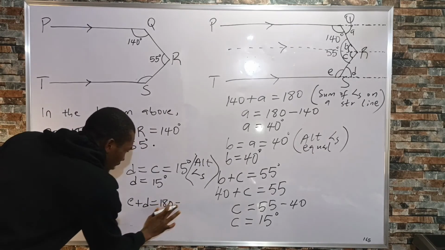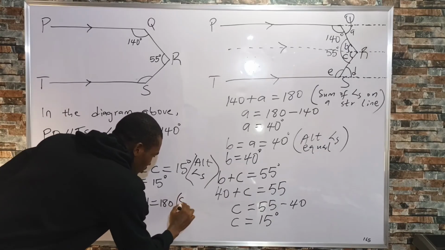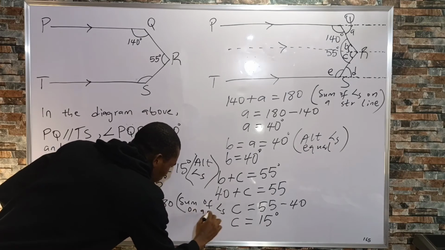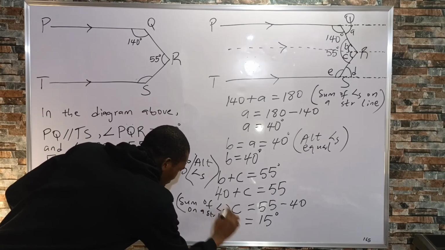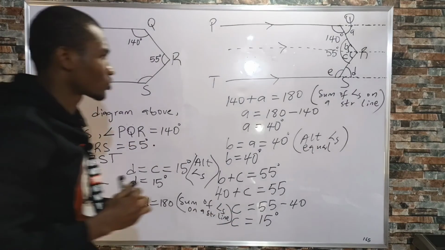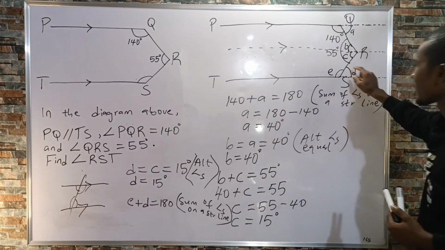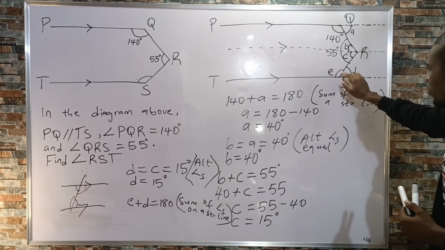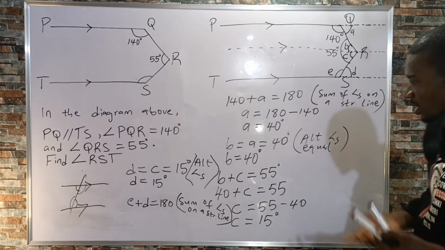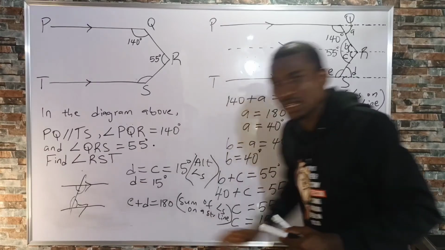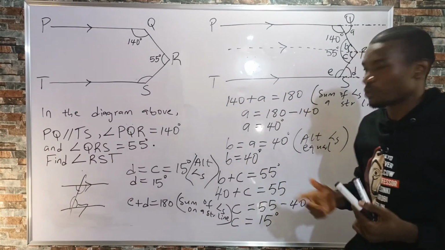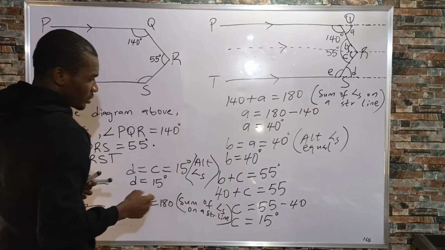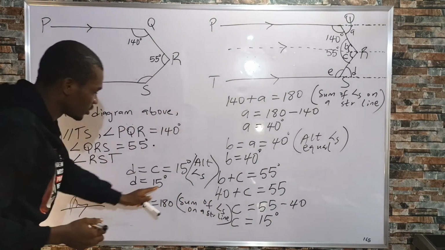And what is the reason attached to it? The reason is the sum of angles on a straight line, okay? Angle E and angle D are on a straight line. And summing the angles on a straight line geometrically gives us 180 degrees, which I've illustrated before now. Such that our angle D, we found to be 15 degrees.